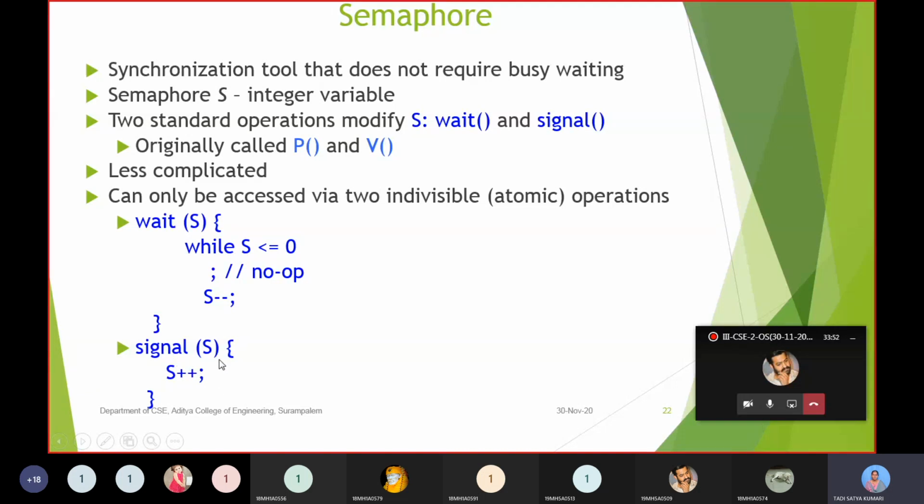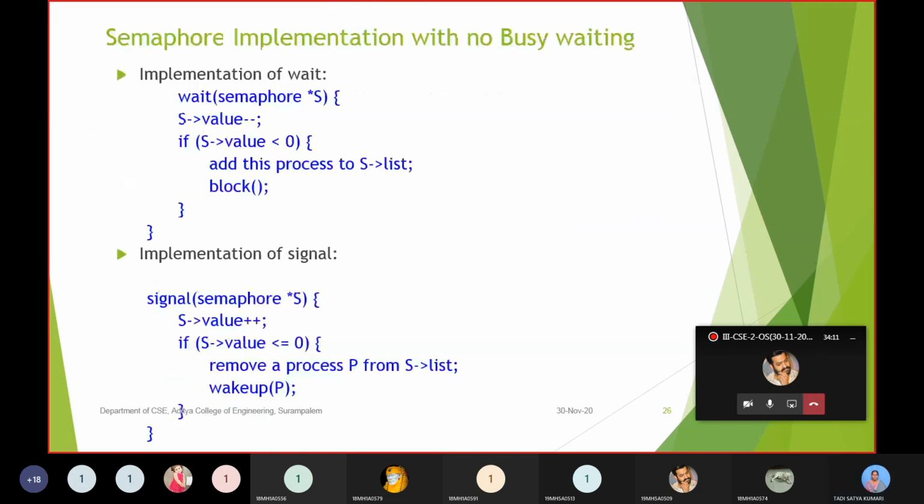So you can see here, signal of S is S plus plus. We are just incrementing the value of the semaphore in the signal operation. Please remember, wait means checking and decrement. Signal means incrementing the value of the semaphore. Please remember this one, because we are going to use this in the further things.